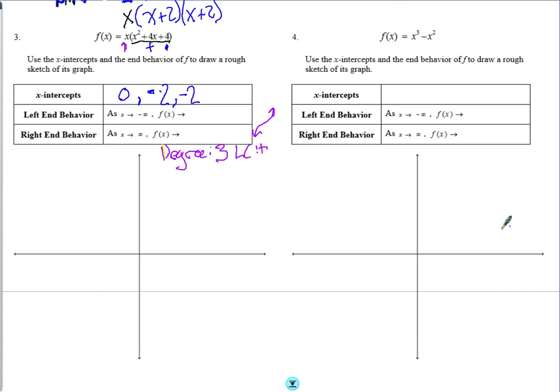That means that for my graph, it's going to start in the bottom left, and it's going to end in the top right. So we can say as x approaches negative infinity, f of x approaches negative infinity as well. As x approaches positive infinity, f of x approaches positive infinity. So we have zeros at negative 2 and 0.